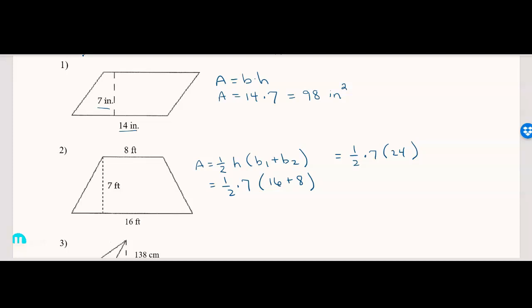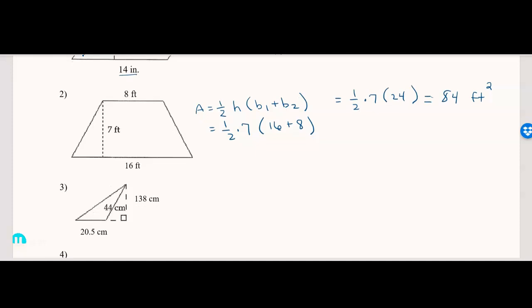Now, here's a way to look at that on your calculator. If you're using just your basic calculator, you would take 24 times 7, hit enter, and then divide that answer by 2. So you can either multiply it by 0.5 or take half. In other words, divide it by 2. And you should get 84, and this is in terms of feet, so that would be feet squared.